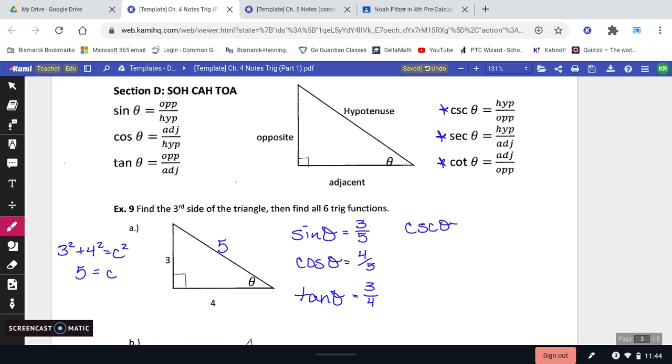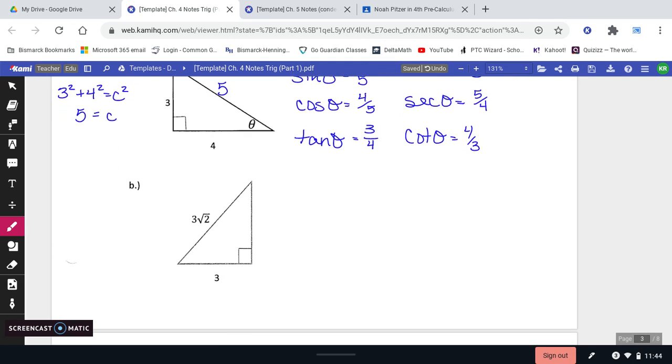Cosecant is just the reciprocal of sine, so that's going to be 5/3. Secant is the reciprocal of cosine, so that's going to be 5/4. And cotangent, reciprocal of tangent.